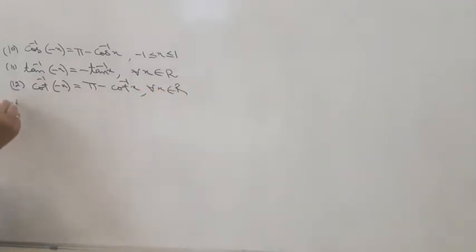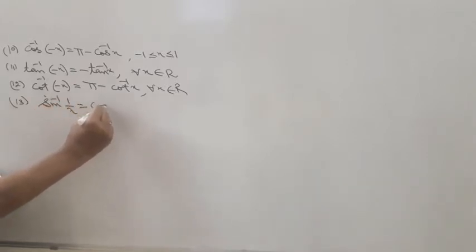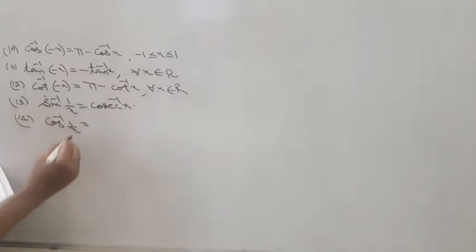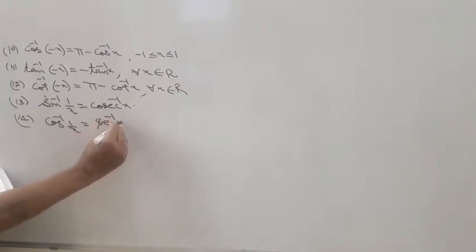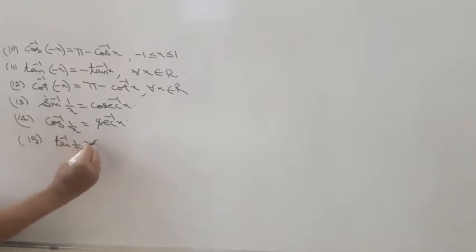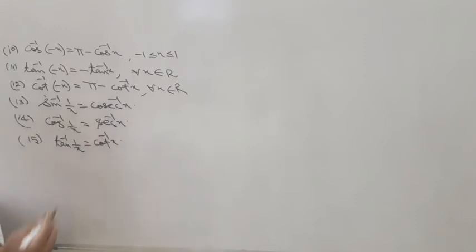Then the 13th case: sine inverse of 1 upon x is equal to cosecant inverse of x. Similarly, the 14th we can say cos inverse of 1 upon x is secant inverse of x. And this 15th case we can list here in the same way: tan inverse of 1 upon x is cot inverse of x. Very helpful property for the problems.